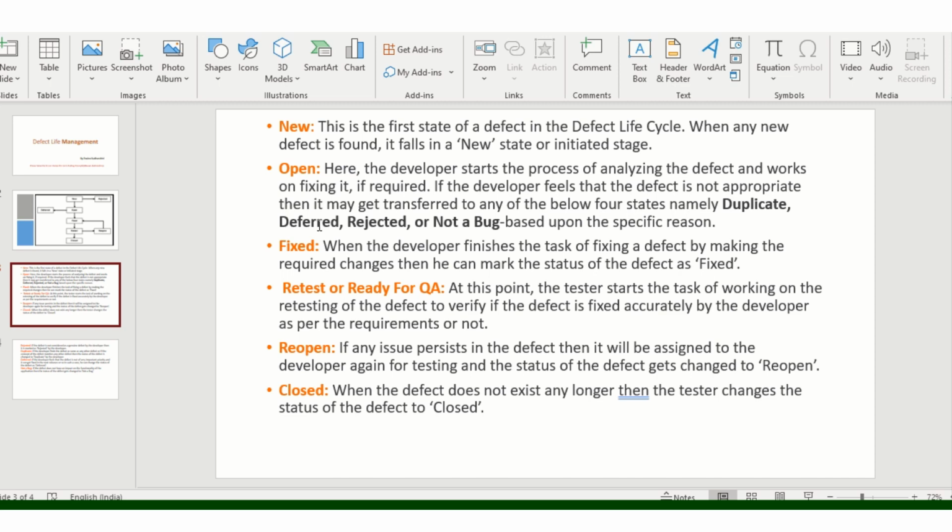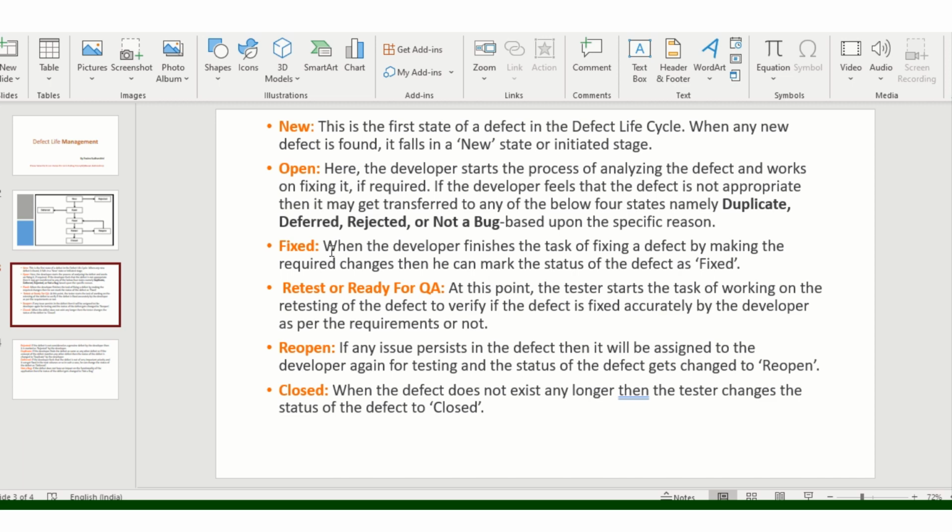If the defect is not appropriate, then they will reject the defect. Not a bug means that, due to some requirements, the defect is not appropriate or not correct, so they will say it is not a bug. And if it is a correct one, they are going to fix that defect.